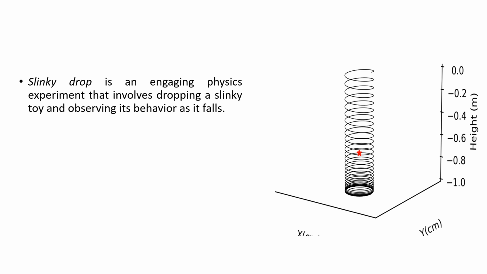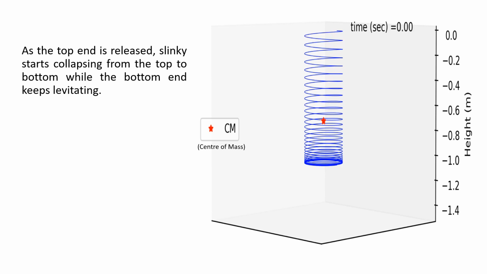It also implies tension in the string is not uniformly distributed, but it is greater at the top than at the bottom. In this position, the forces acting on the suspended Slinky are in equilibrium. That is, the downward pull of gravity is balanced by the upward pull of the tension in the coils. Let's see the animation of the Slinky after the top end is released.